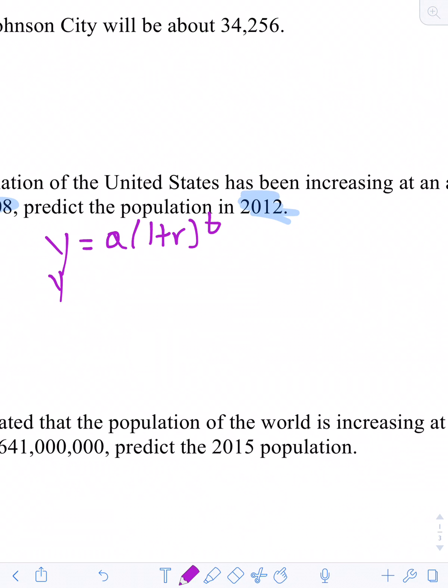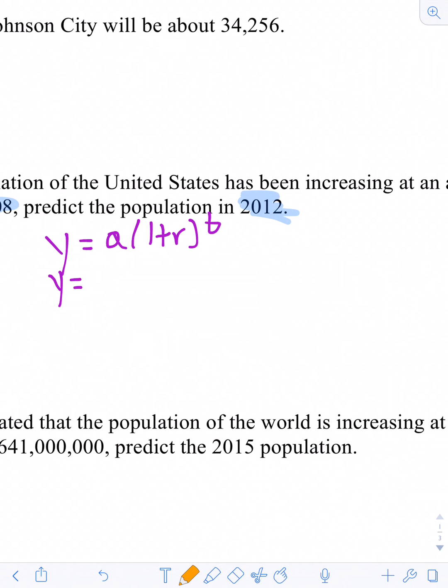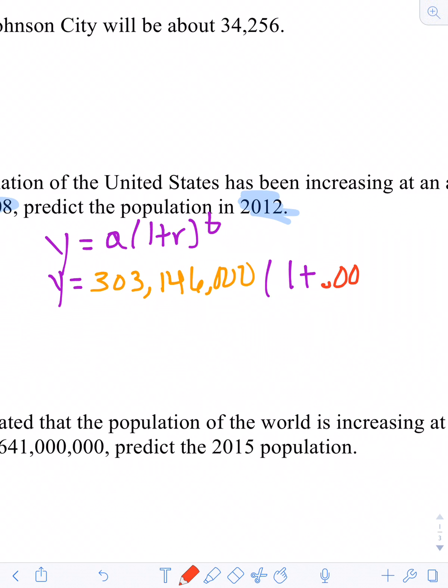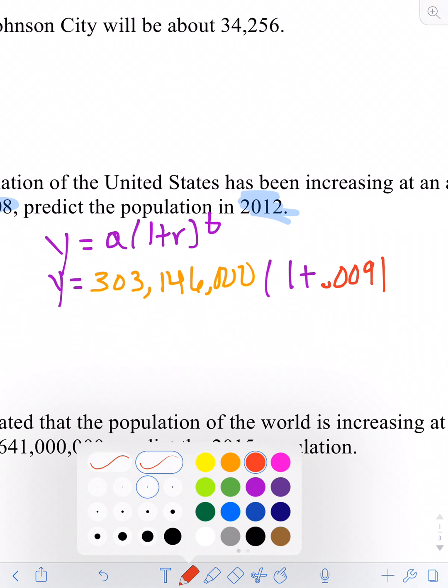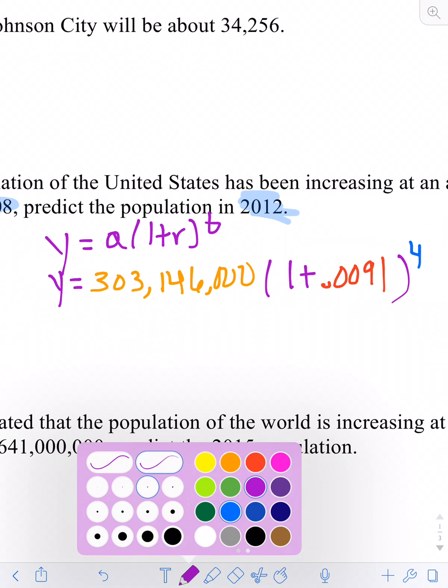So I have y equals, my initial amount was 303 million. So let me write that out. 303,146,000. And then it's going to be parentheses 1 plus my rate. My rate was 0.0091. And that's all to the power of the time, which my time here was 4. You can put all of that into the calculator and you'll get your final answer.